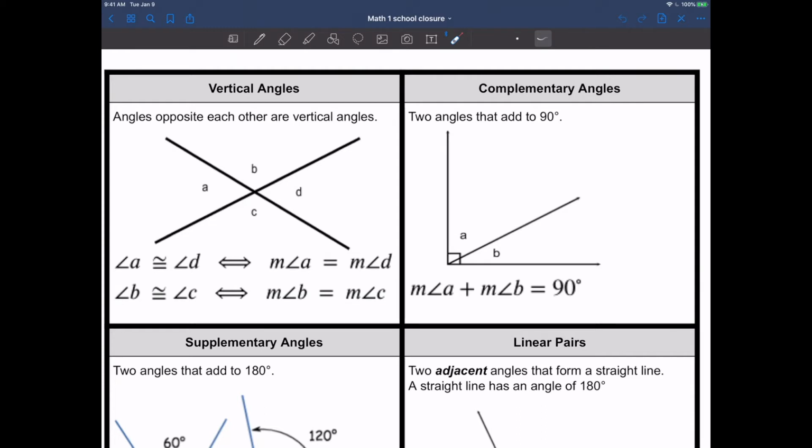Complementary angles are two angles that add to 90 degrees. So the measurement of angle A plus the measurement of angle B equals 90 degrees. And so that forms what we call a right angle.